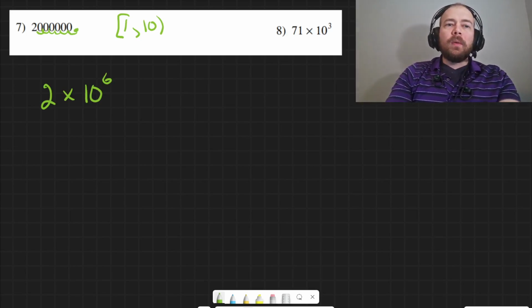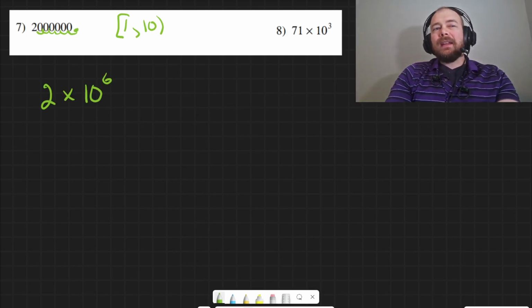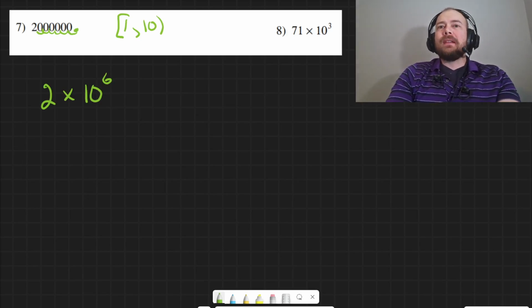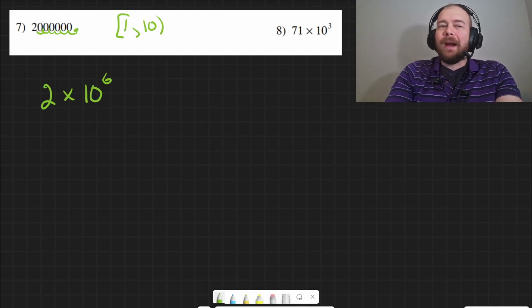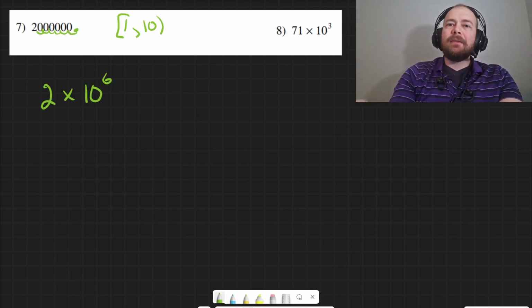So the way to remember which way to go, there's a couple different ways to do it. You can go to the left and then say that left is when you make a positive and right is a negative. I like to just think of it as, okay, so 2 with 6 zeros behind it is a big number. If it's a big number, then it's going to have a big power. 10 to the negative 6 is a very small number. 10 to the 6th power is a big number. So it's got to have the big number.